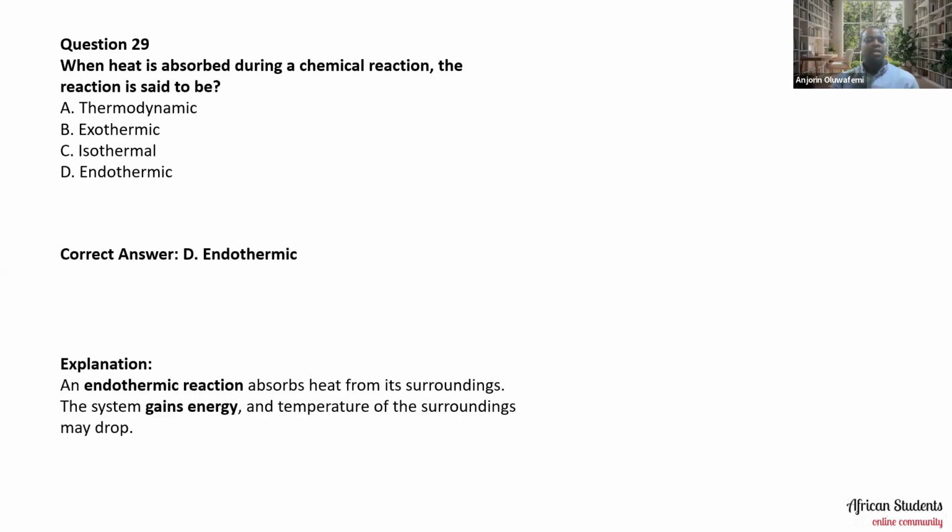When heat is absorbed during a chemical reaction, the reaction is said to be: A, thermodynamic, B, exothermic, C, isothermal, D, endothermic. So when heat is absorbed, we say that the reaction is what? Endothermic, D. An endothermic reaction absorbs heat from its surroundings, the system gains energy, and the temperature of the surroundings may drop.